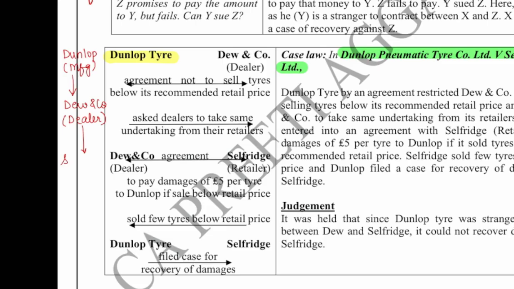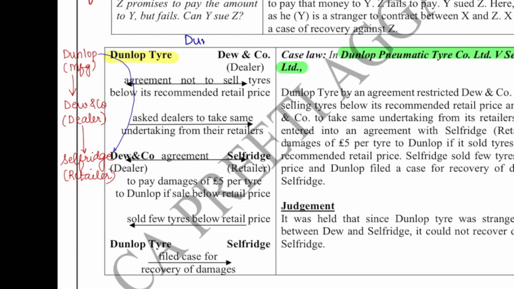So Dew entered into an agreement with all the retailers, one of whom was Selfridge. They said that you will not sell the tires at below the recommended retail price. However, Selfridge sold a few tires at below the retail price. Dunlop filed a case against Selfridge. Can Dunlop sue Selfridge? Why not?